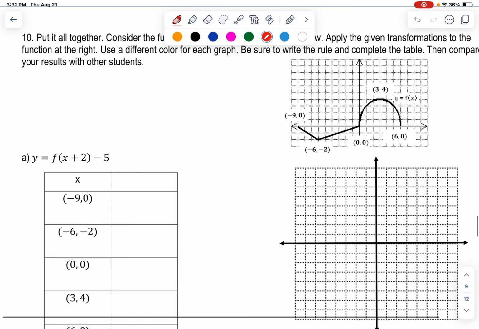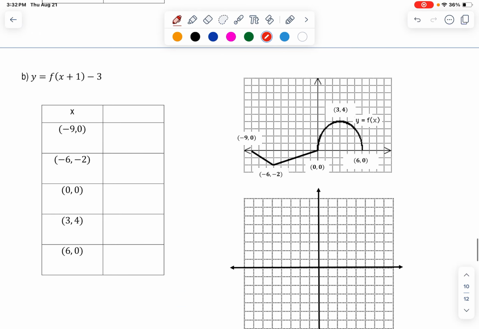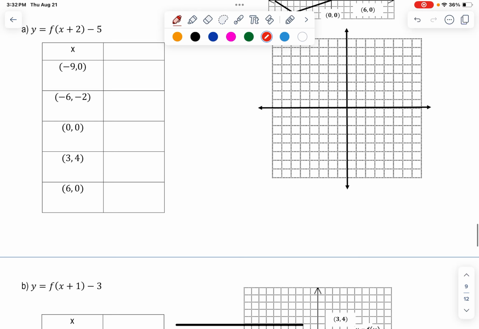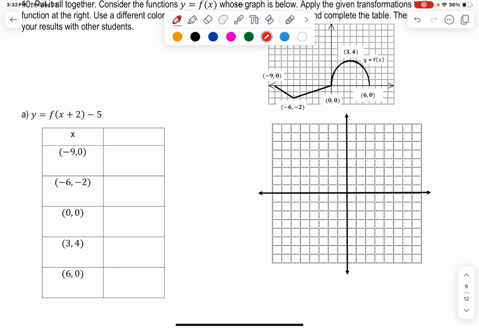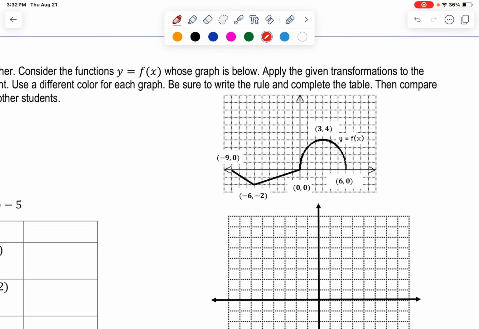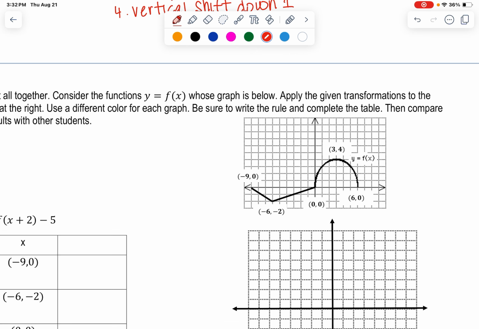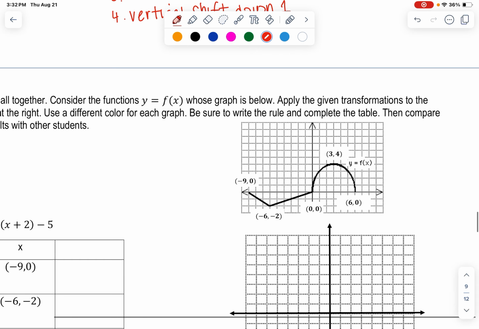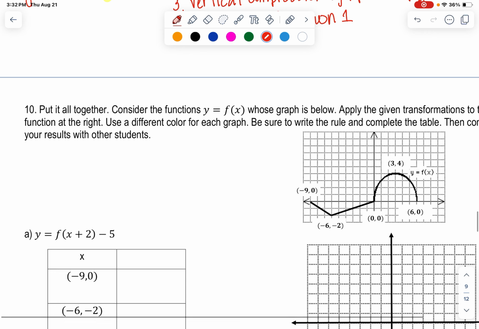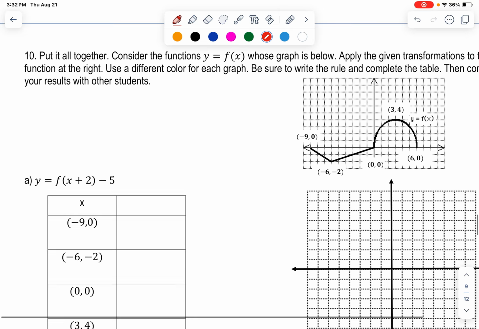All right, so last we have these graphs here. We're gonna put it all together with some graphs. We're actually gonna do this one together and then you can pause the video. Actually, we'll do them all together just to make sure because they're all a little different. But if you'd like to try them on your own, you can, right? It says consider these functions y equals f of x. If you look, they're kind of funky. It's like 2 lines and a semicircle-ish, semi-elliptical looking shape. So it says whose graph is below. Apply the given transformations to the function at the right. Use a different color for each graph. Be sure to write the rule and complete the table, then compare your results with other students.